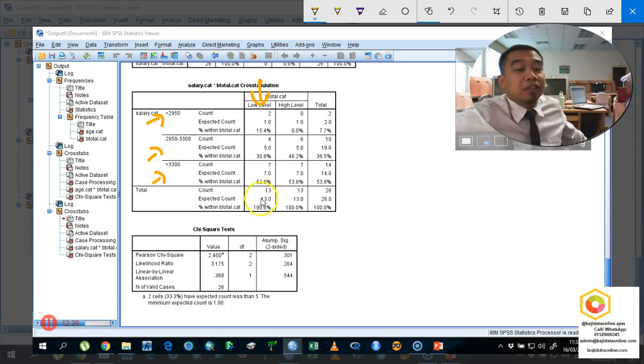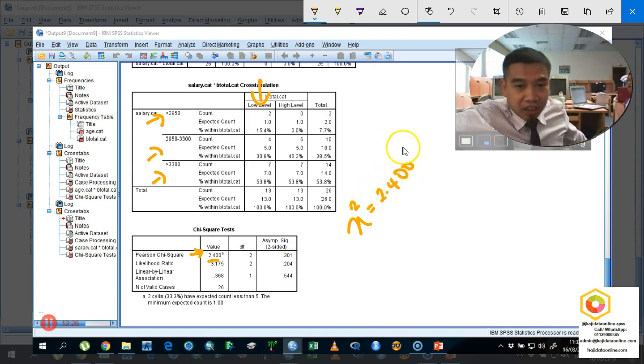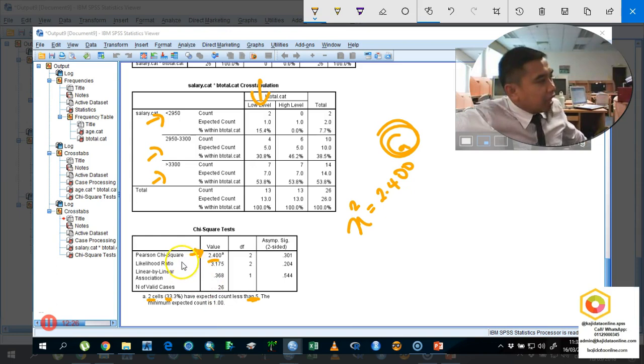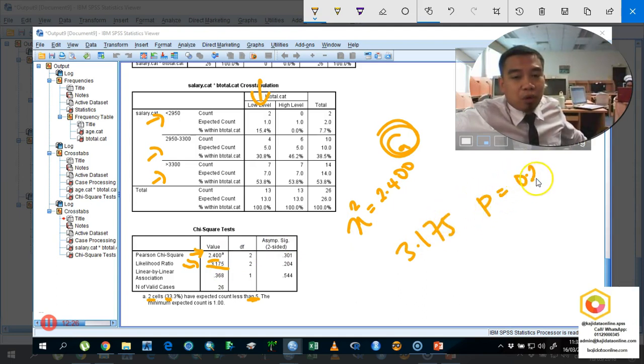Okay, that's good. So now we are going to look into the Pearson Chi-Square. You can see that the value of the Pearson Chi-Square is equal to 2.400. Correct or not? Unfortunately, under the A, you see the A here? You look down here, 2 cells, 33.3% have expected count less than 5. What does that mean? That means our Pearson Chi-Square assumption is violated. And therefore, we cannot use the Pearson Chi-Square values. Perhaps you can proceed with the likelihood ratio. So your likelihood ratio will be 3.175, and then your p-value is equal to 0.204.